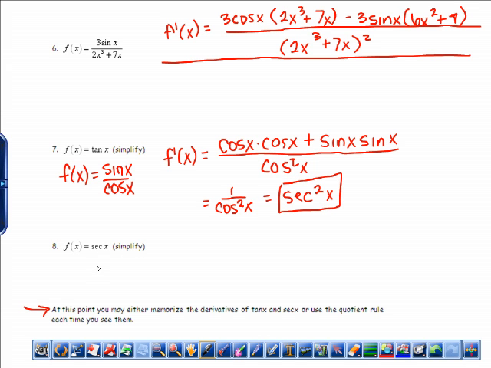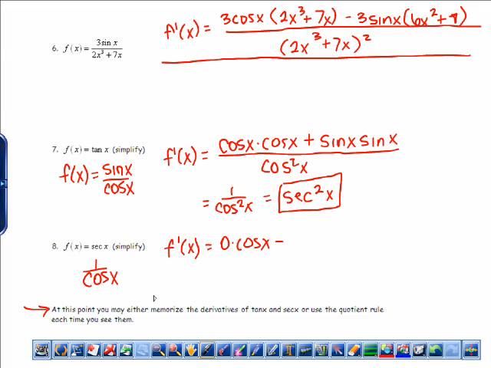All right, now let's do secant. So again, I'm going to rewrite it. This time I'm going to write it as 1 over cosine x. And I'm going to use, even though this is a 1, the quotient rule, because I've got no other way to find the derivative. Okay, so low d high. So what's the derivative of the numerator? 0. So you could go ahead and write times cosine x. It doesn't matter. It's still going to cancel.